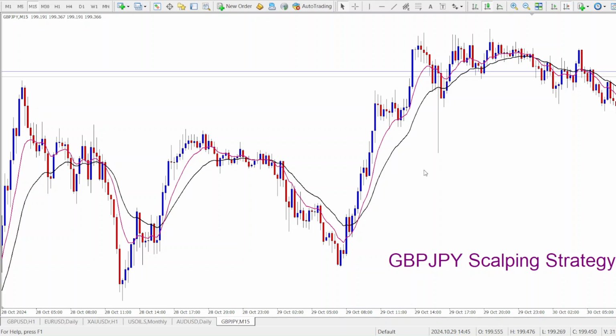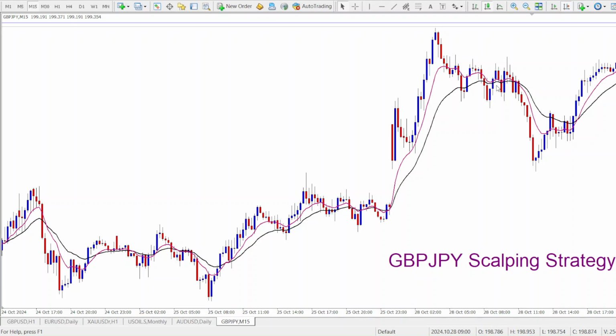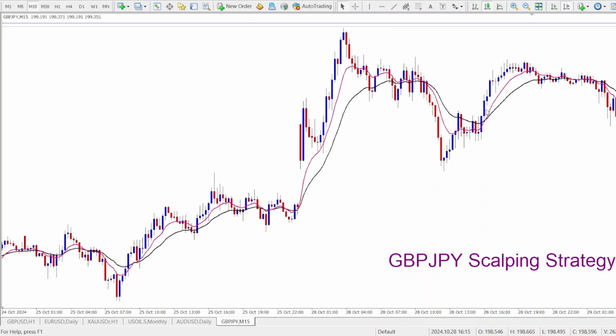Now, based on this scalping strategy, when the faster EMA, which is the 9 EMA, crosses above the slower EMA, which is the 20 EMA, it suggests a potential upward move. And when the 9 EMA crosses below the 20 EMA, it hints at a possible decline. This cross can be your trigger for entry in the direction of the trend.